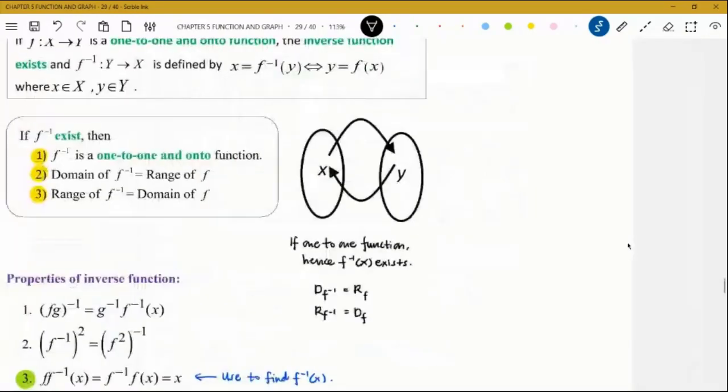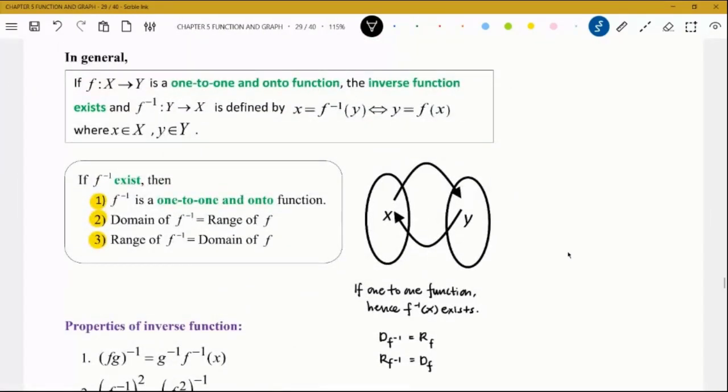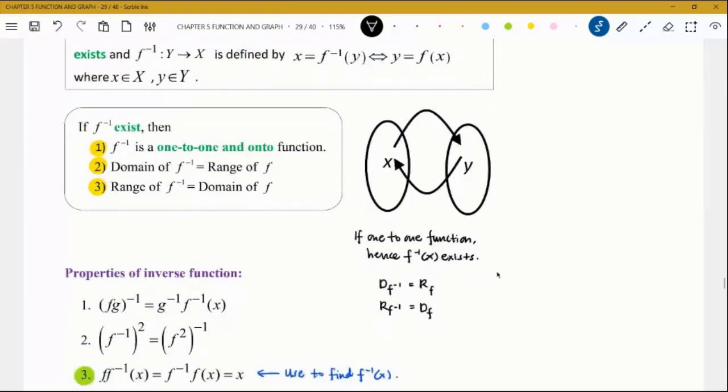So as you can see here, saya dah highlightkan bahagian yang ini. So if f inverse exists, it means f inverse is a one-to-one function and domain of f inverse equal to range of f. Range of f inverse is domain of f. So in another word, yang inilah, if one-to-one function, hence f inverse exists. So once f inverse exists, we can have the domain of f inverse sama dengan range of f. Range of f inverse sama dengan domain f. So they cross. Domain f inverse adalah range untuk f. Range f inverse adalah domain untuk f. So once we know these two, kita boleh dapat untuk f inverse.